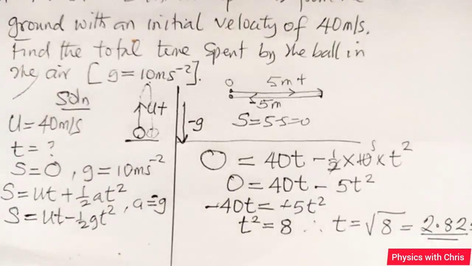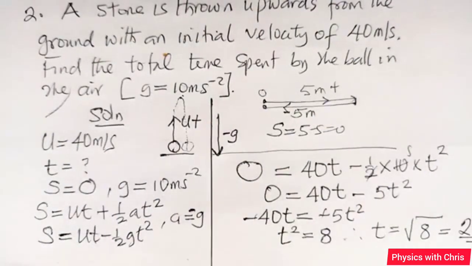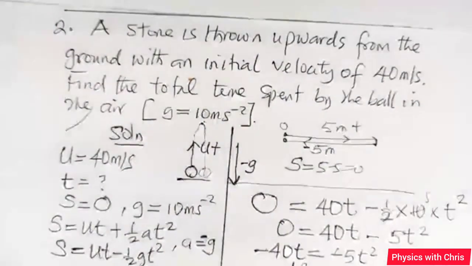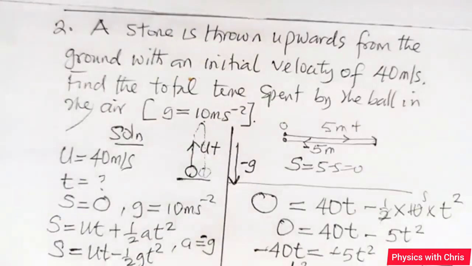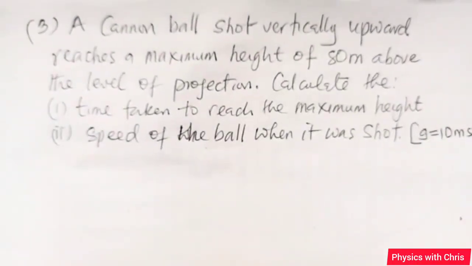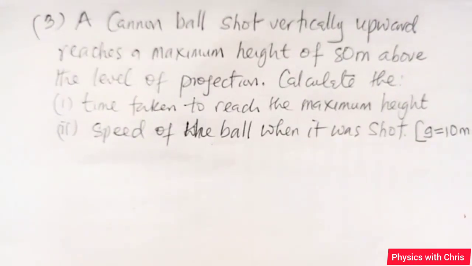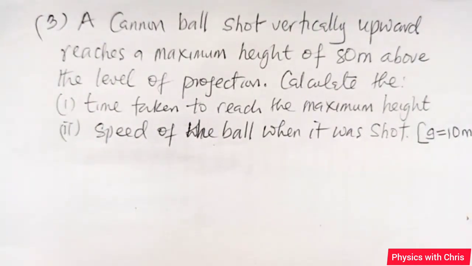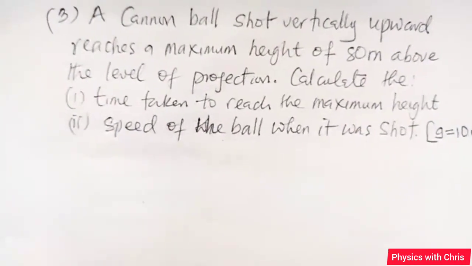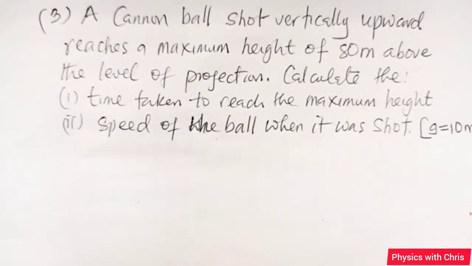2.82 seconds. Okay, quickly we'll look at one last question before I round off today. The last question, question 3: a cannonball shot vertically upwards reaches a maximum height of 80 meters above the ground level. The question says we should calculate the total time taken to reach the maximum height and the speed of the ball when it was shot.